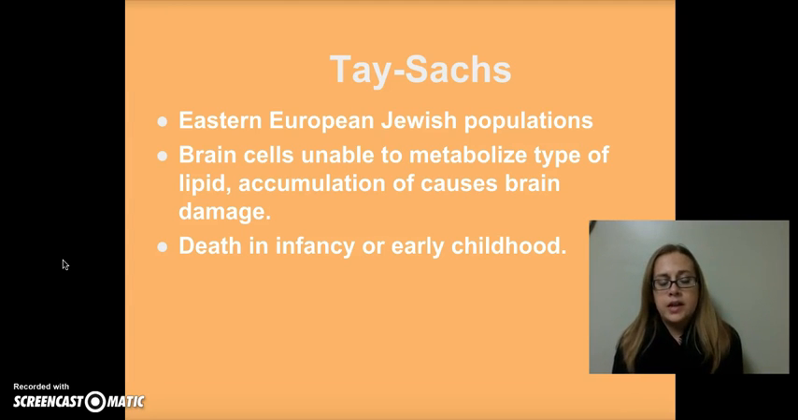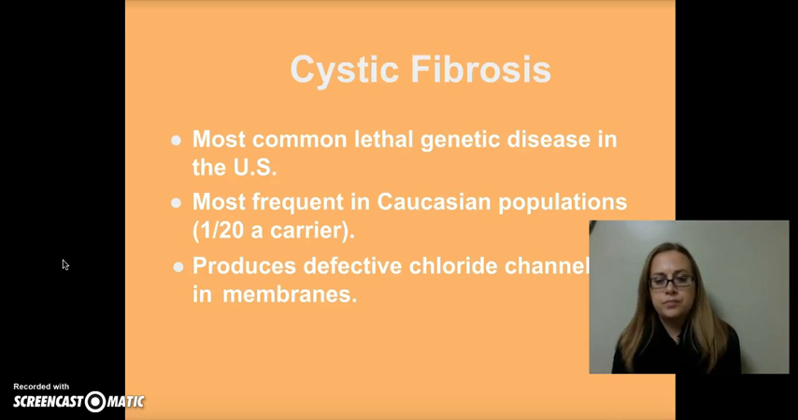Next, we've got Tay-Sachs. This is common in Eastern European Jewish populations. With Tay-Sachs, you have brain cells that are unable to metabolize a certain type of lipid that causes accumulation of that lipid in the brain. We've seen a video in class that discusses Tay-Sachs, but essentially it leads to death either in infancy or really pretty early childhood.